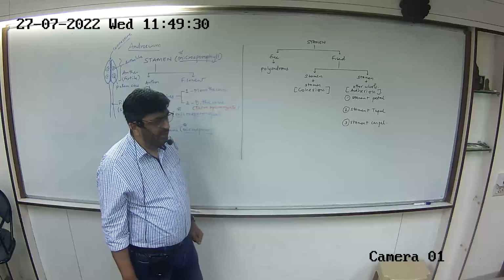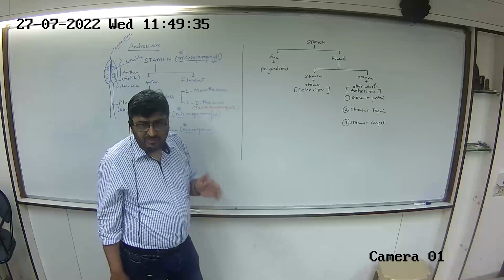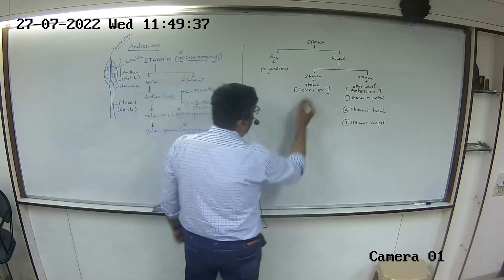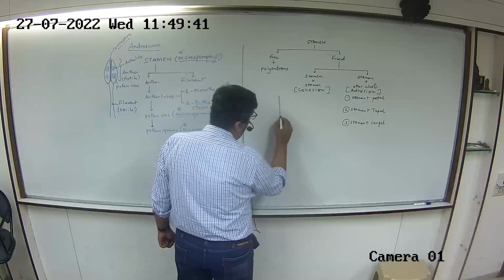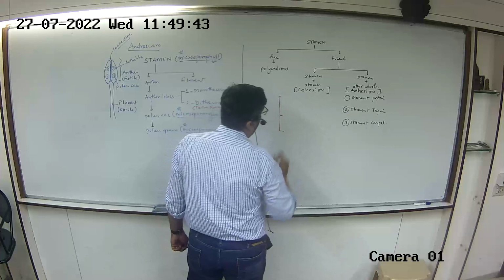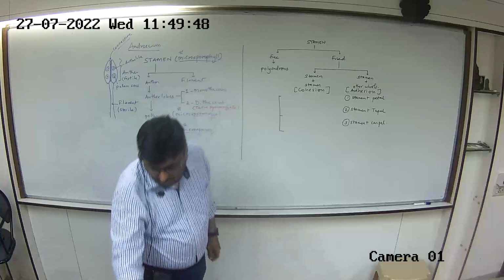Now what about cohesion? How can stamen fuse with itself? Now stamen fusing with itself can be of three types. How?